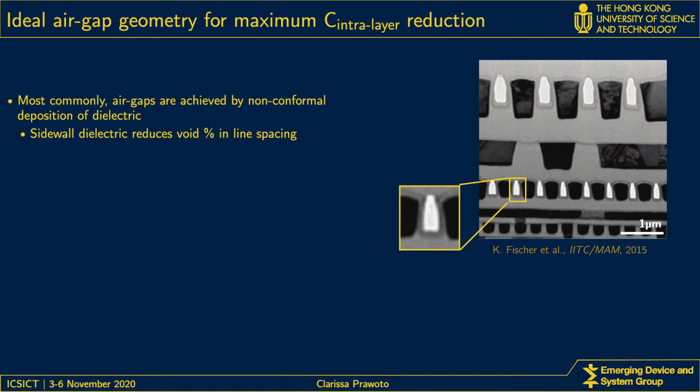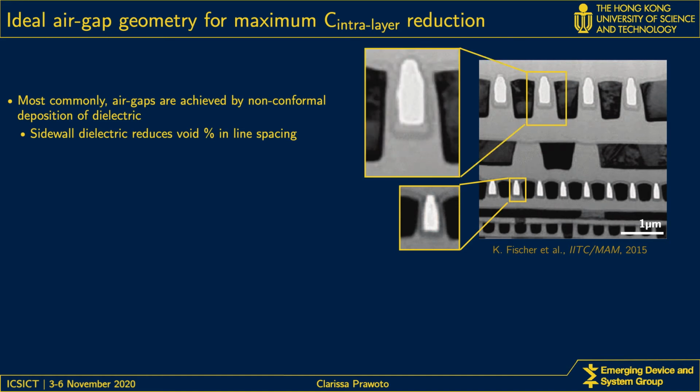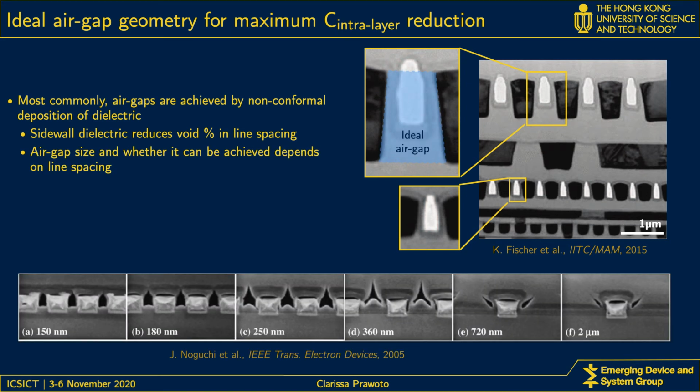Compare this to the upper metallization level. The air gap size is smaller relative to the metal spacing due to the sidewall dielectric. This is not ideal. Similarly, this sequence shows increasing metal line spacing and how air gap size decreases with larger spacing, until it eventually disappears at larger dimension at a few microns.